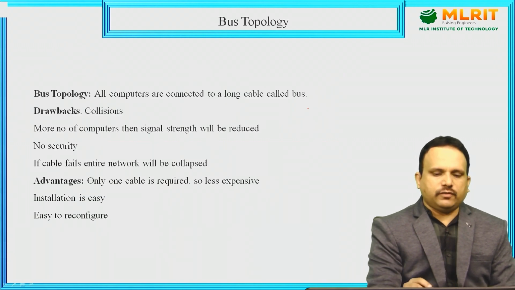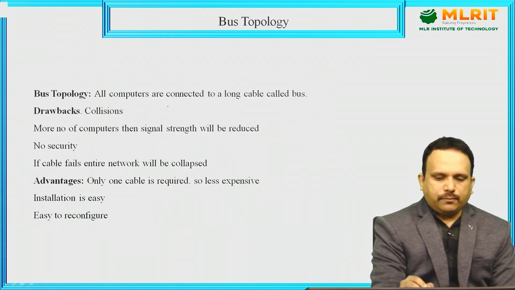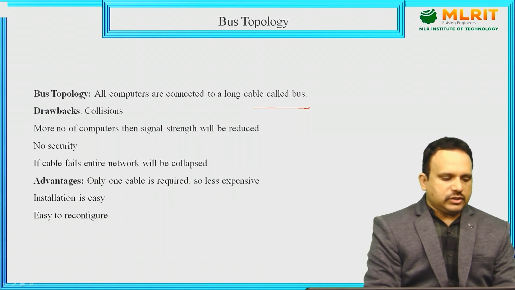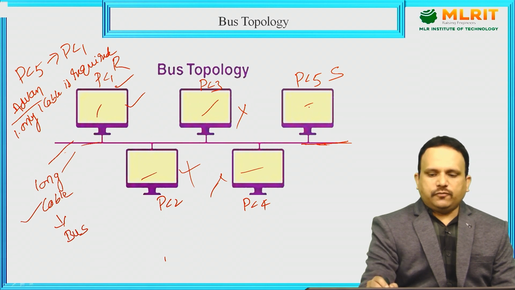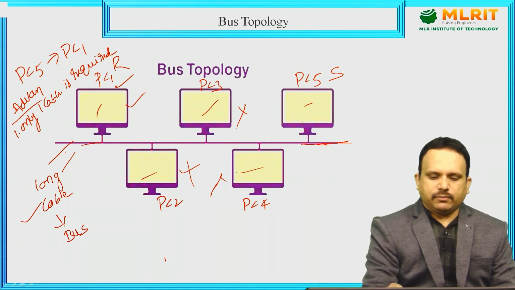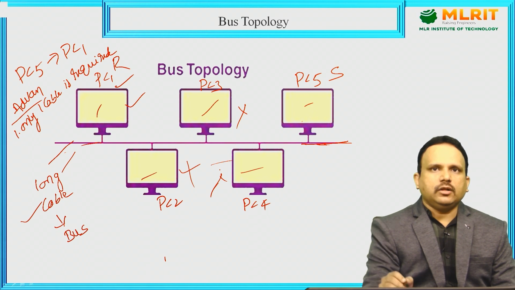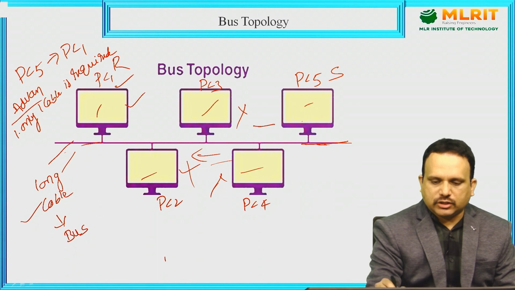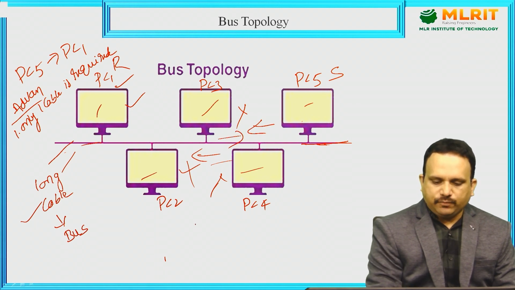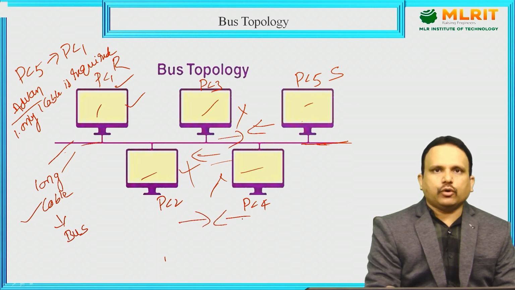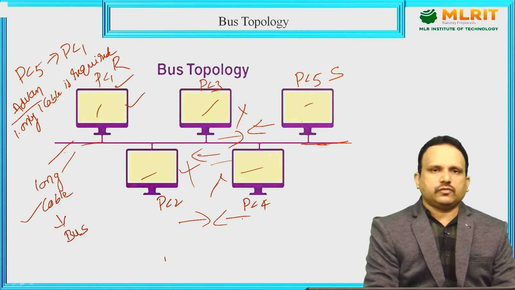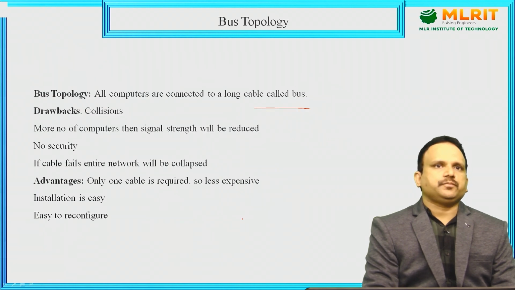So see here we have some remarks. All computers are connected to a long cable called the bus. Drawbacks: collisions. What is a collision? If PC5 starts sending data and at the same time PC4 starts sending data, both the data will collide, as the data transmission takes place in opposite directions. When both stations start sending data in opposite directions, the data of both stations will collide. So collision takes place.